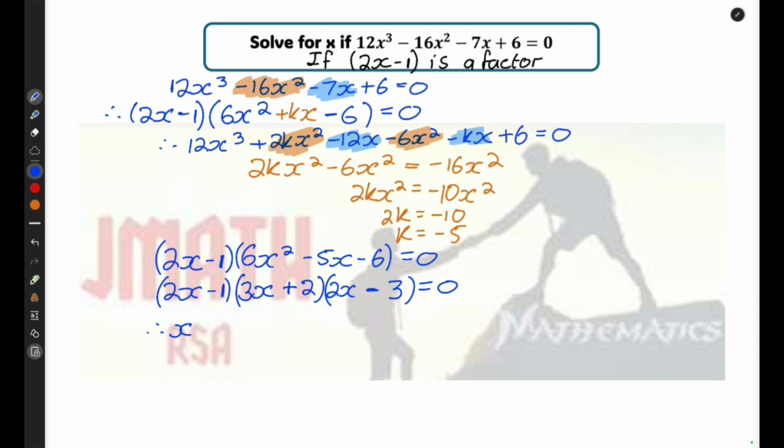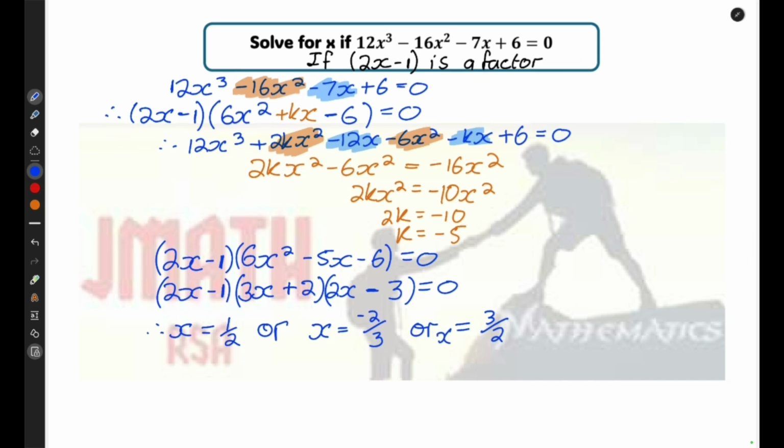So then I take the 1 over, and I divide by 2, and that would give me positive a half. Or the second bracket equals 0, so that would be minus 2 over 3, or the last one, and that would equal 3 over 2. And those are my three answers.